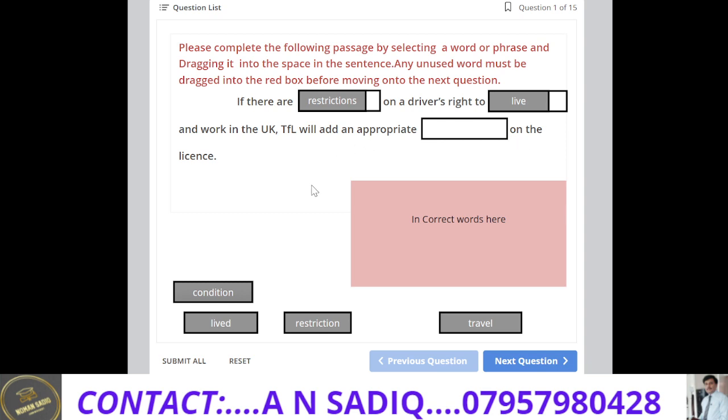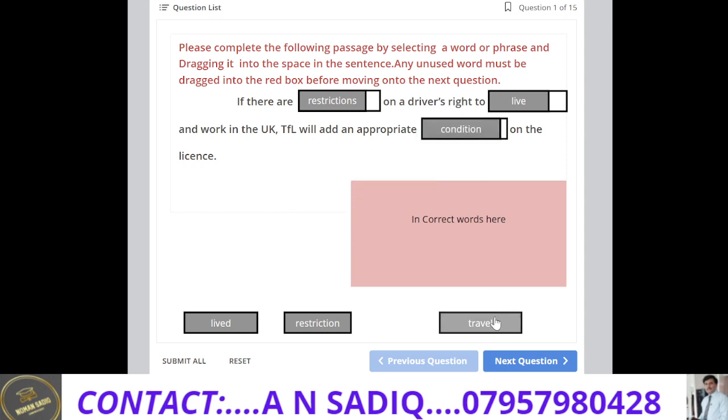gap on the license. Now the thing is, we have already ruled out these two words, that lived could not be here because we have already ruled it out. We have ruled out restrictions as well. It means you have to select between these two words, that is travel and condition. So let's see which word is the appropriate word here. So TFL will definitely, the TFL will add appropriate condition.